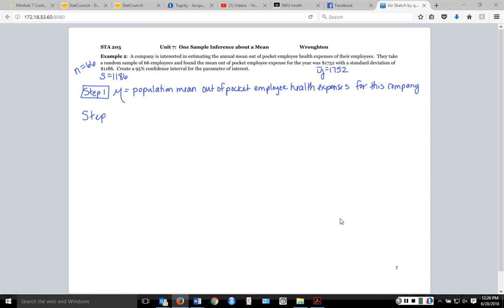Our second step is to do our conditions. So again, listing them first, which again are on your formula sheet for you. Looking at how I took my sample, it just said they took a random sample of 66 employees. Again, from what I know, there's nothing bad there.